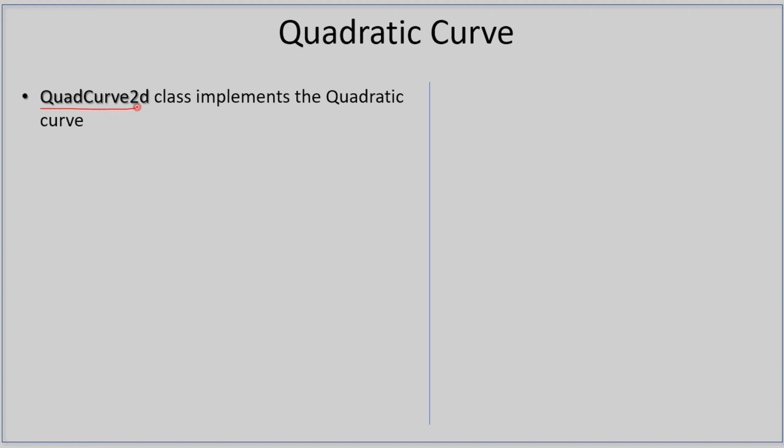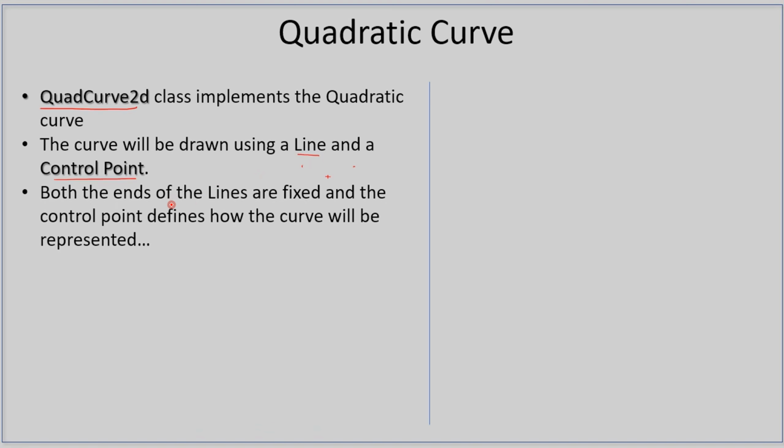QuadCurve2D class implements the quadratic curve. So this is the class from Java2D, and it's useful to draw the quadratic curve. The curve will be drawn using a line and a control point. So we know that to draw a line we need 2 points. Then to draw a curve there is one more point that is needed, and we call that as a control point.